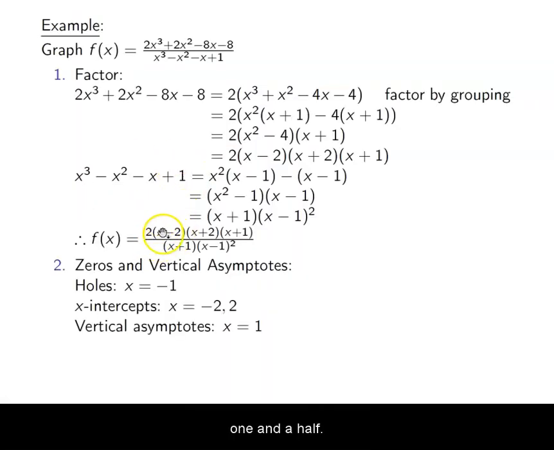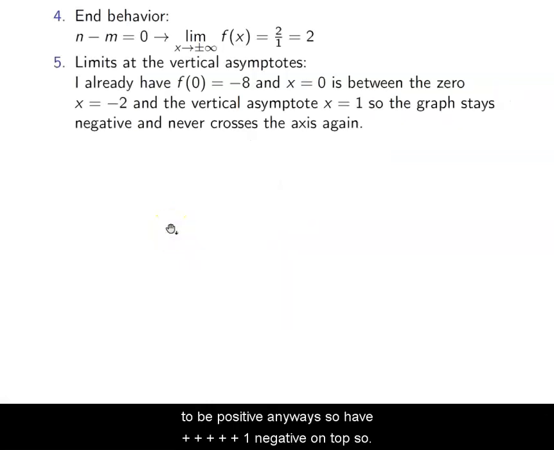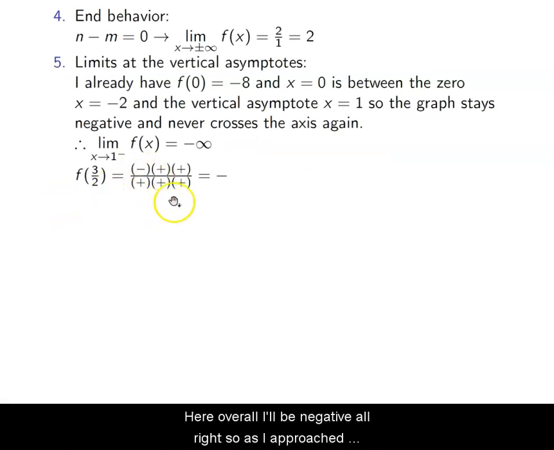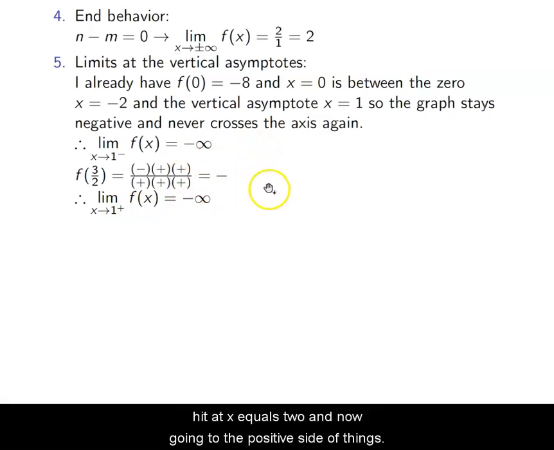So 1.5 minus 2, well, 1.5 is less than 2, so this will be negative. Positive plus a positive, positive plus a positive, positive plus a positive. 1.5 minus 1, well, 1.5 is more than 1, so this will stay positive. Even if this was negative, it would end up getting squared and be positive anyways. So I have plus, plus, plus, plus, and 1 negative on top, okay? So here, overall, I'll be negative, right? So as I approach 1 from the other direction, I will be negative, okay? And then I'll hit at x equals 2, and I'll go into the positive side of things, okay?